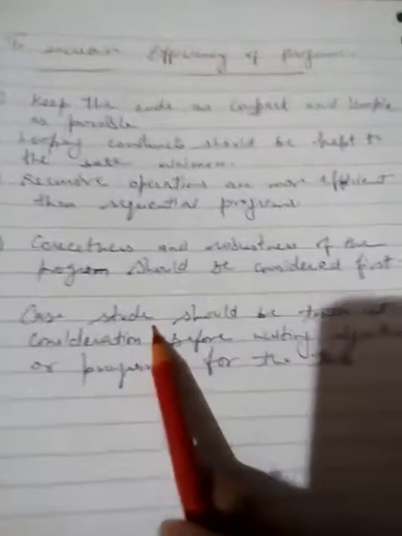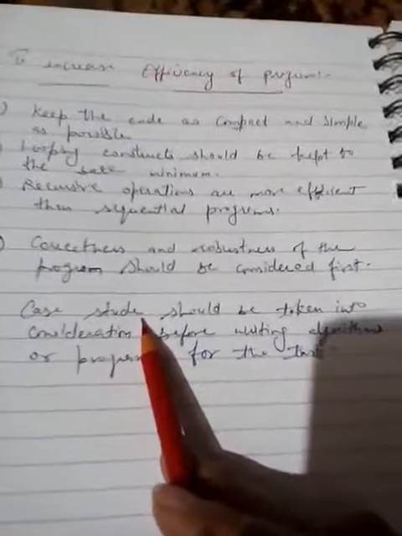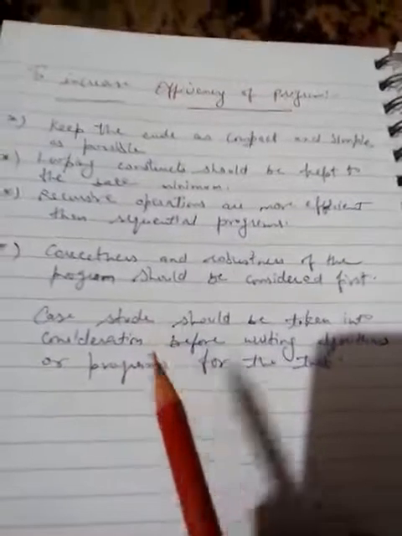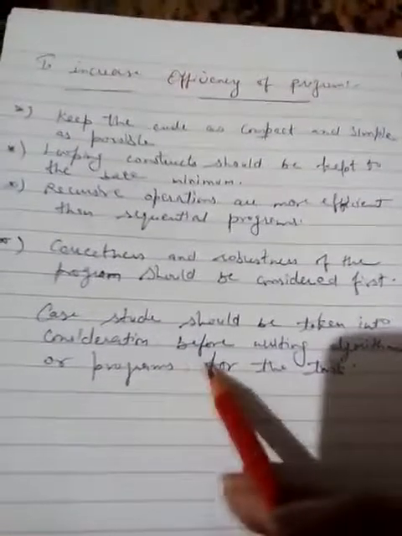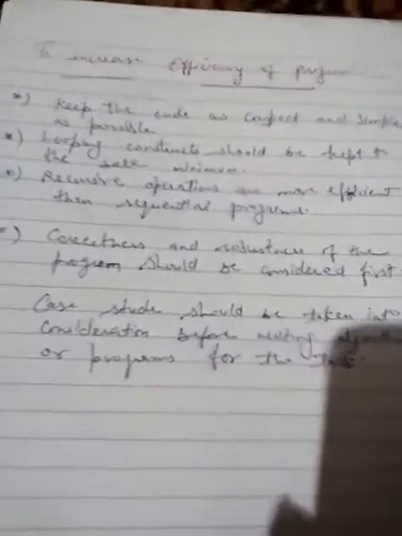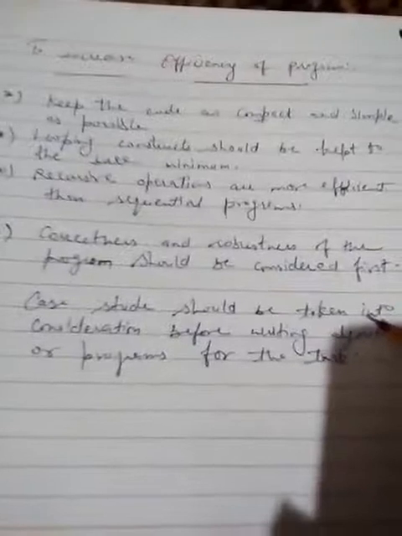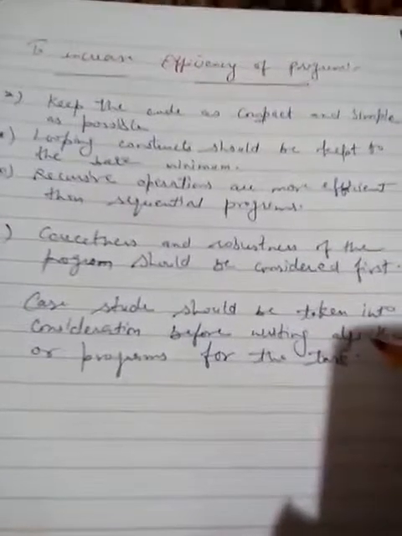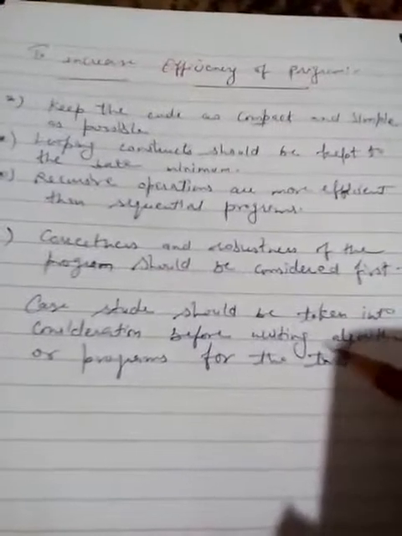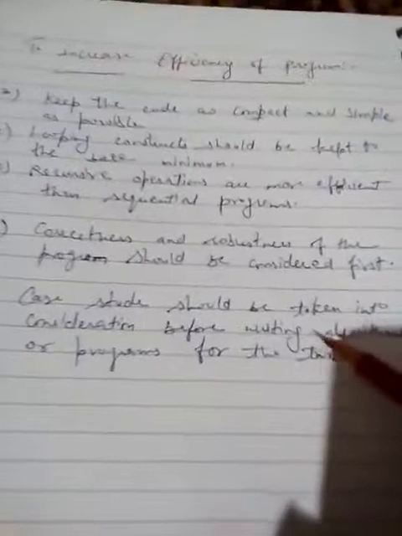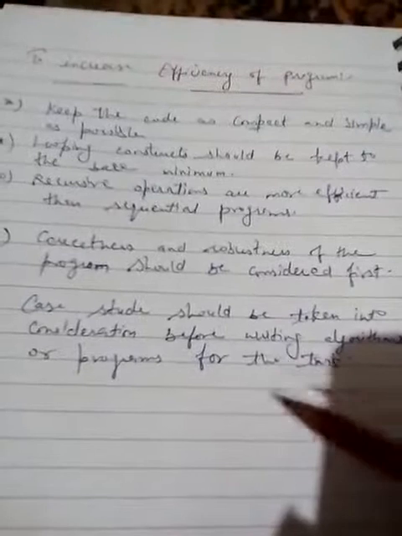Now the next one is that case study is most important. We have three cases: best case, worst case and average case. Best case is where the complexity is minimum, and average case is where the number of operations lies between the best case operations and the worst case. And the worst case is where you are using lots of constructs and lots of operations, so that is considered the worst case, where the complexity is so large as compared to the average case and the best case. So before writing any program or any algorithm, you must know that program's complexity in the three cases.